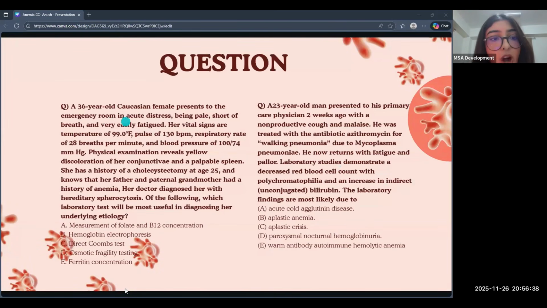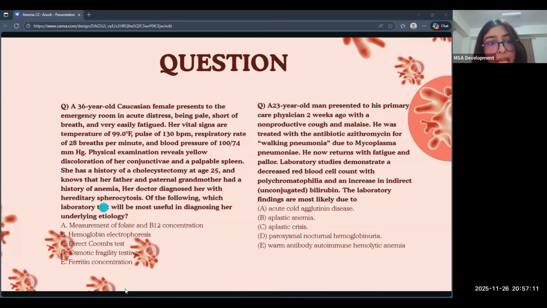So a 36-year-old Caucasian female presents to the ER in acute distress, pale, short of breath, easily fatigued. Her vital signs show, let's just skim over this. Her physical examination shows yellow discoloration of her conjunctiva and a palpable spleen, which is not a normal finding. She has a history of cholecystectomy at age 25. Her father and paternal grandmother had a history of anemia. Her doctor diagnosed her with hereditary spherocytosis.